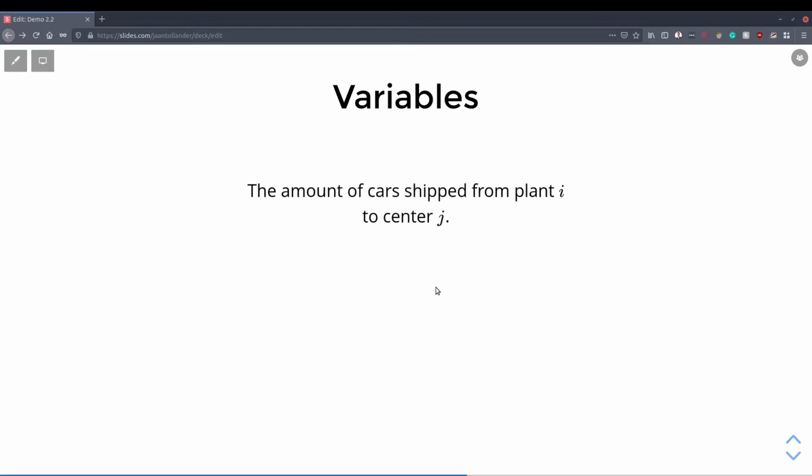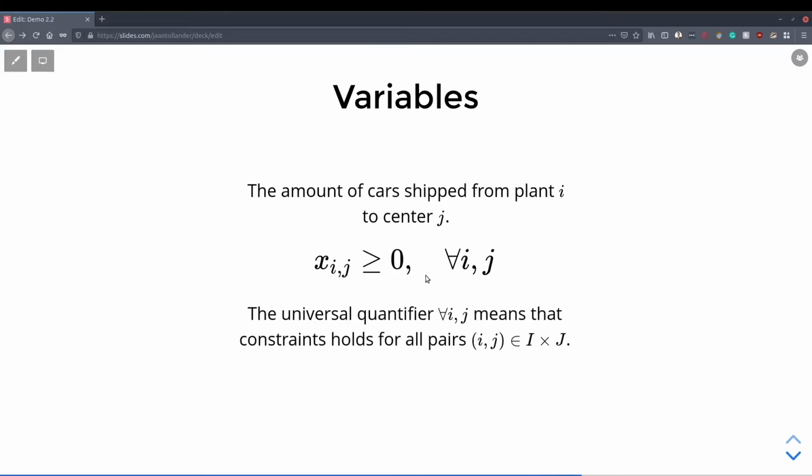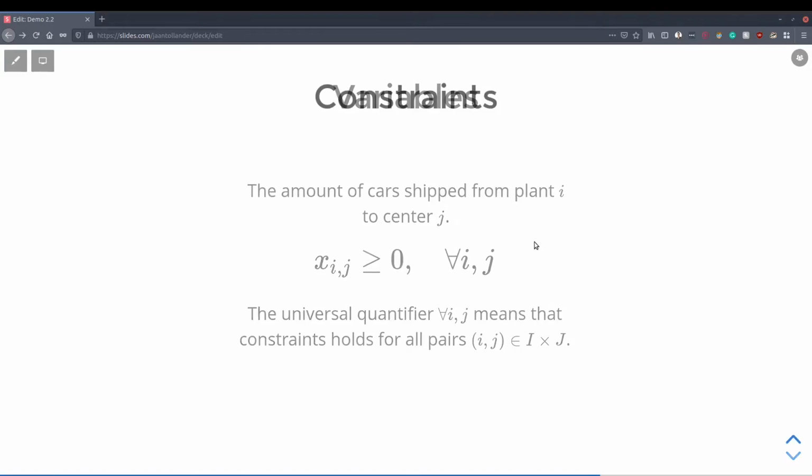Here we have the amount of cars shipped from plant I to center J, which is denoted using the notation X. And the universal quantifier here means that this holds for all pairs IJ, as denoted by this product set. Then we will move on to defining the constraints.